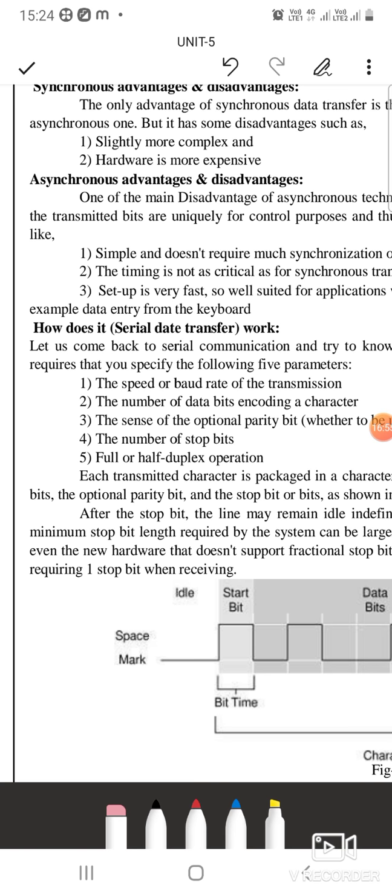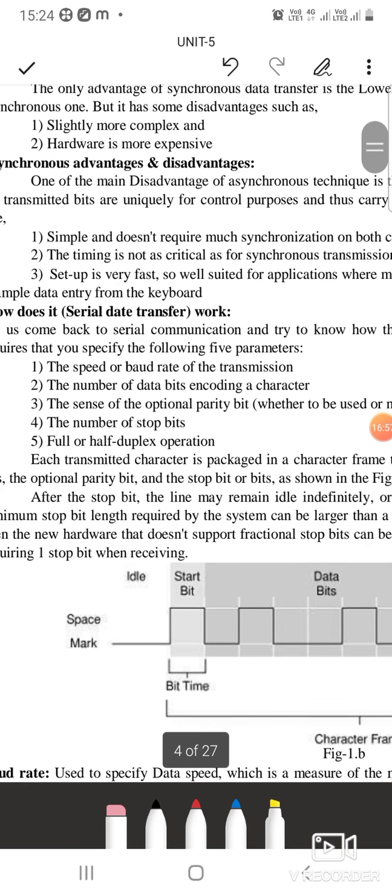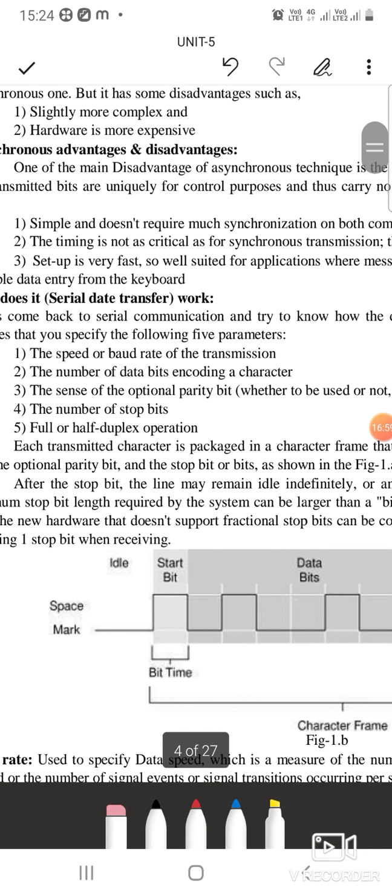But what are the advantages? One of the advantages is that it is simple. It doesn't require any additional synchronization, because synchronization is done with the help of the start and stop bits. Timing is not as critical because a clock is not used, as it is in synchronous communication. Clock is used there, so timing is very important.